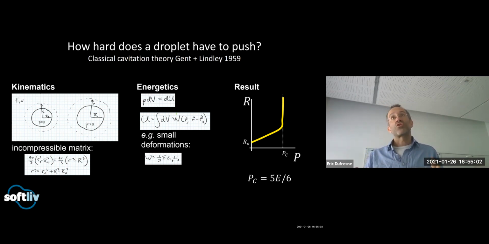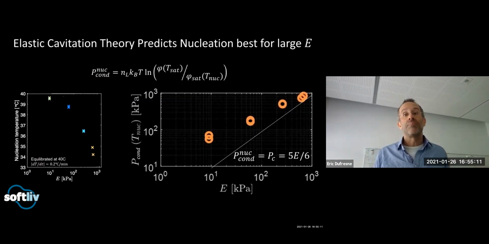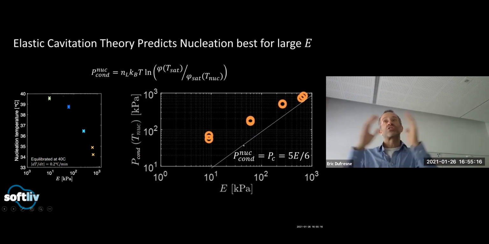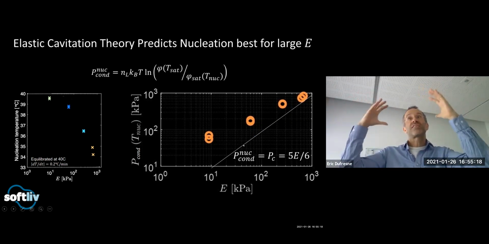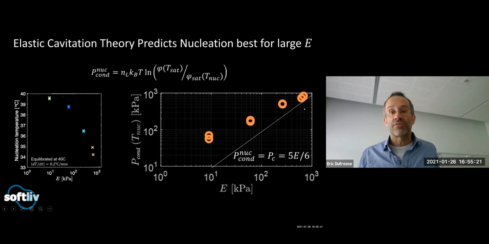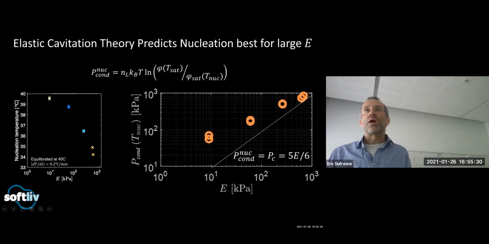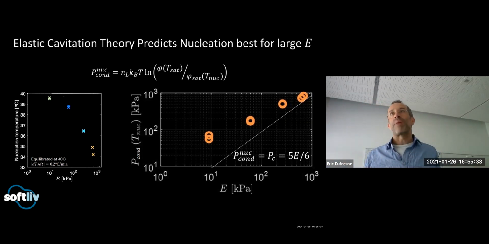There are lots of reasons to criticize this, primarily because in my system I have very, very large deformations, but let's just very irresponsibly apply it to my data anyway. If we say my droplets nucleate when they have a pressure that exceeds this cavitation pressure, it should follow this white line here. You can see that it doesn't do very well for the softer matrices, but it does seem to do pretty well for the stiffer ones. So it might be some sort of effective lower bound on the condensation pressure.